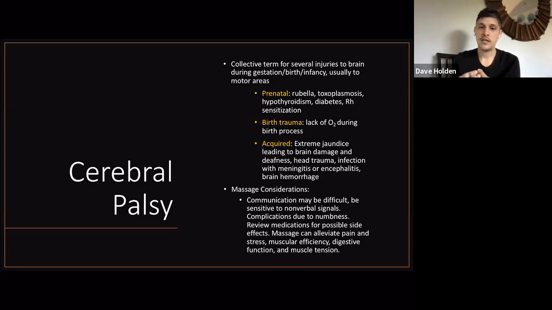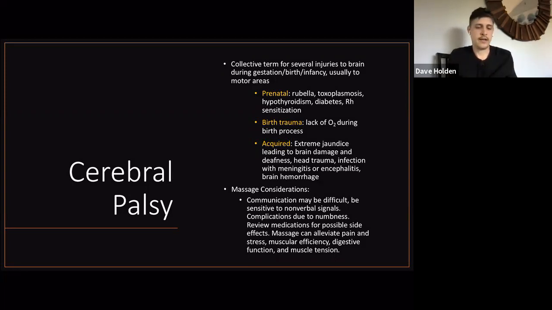for some reason, generally the brain is being starved of oxygen. And so certain parts of the brain will begin to die as a result. Usually these are motor areas of the brain. So the functions that the person loses are things like motor control.